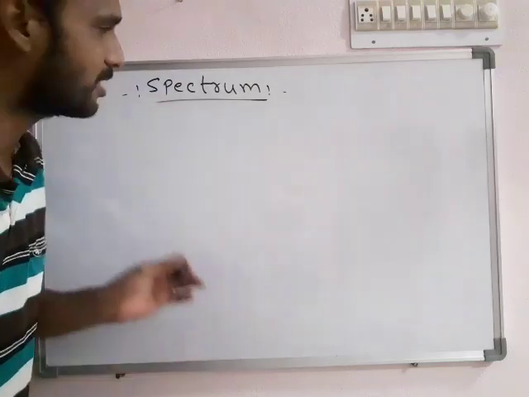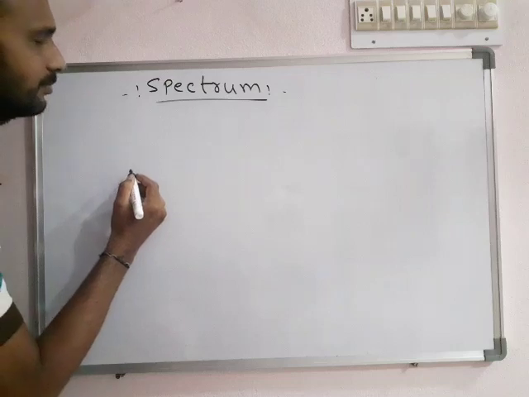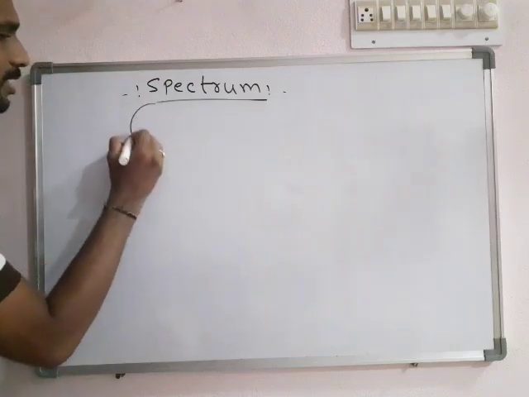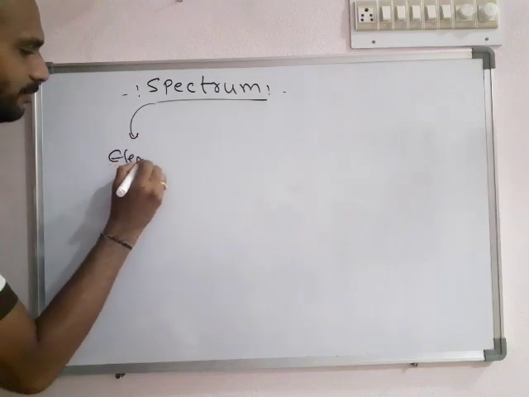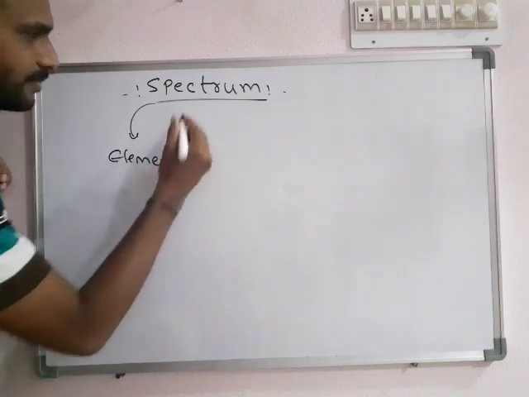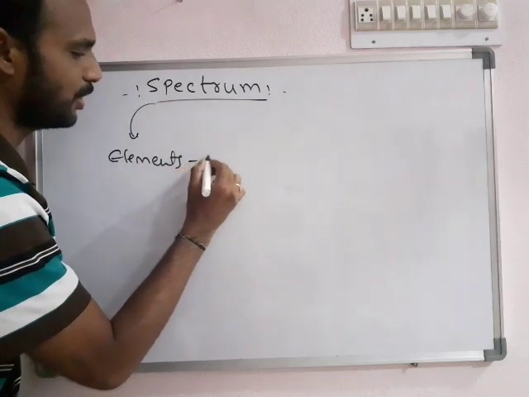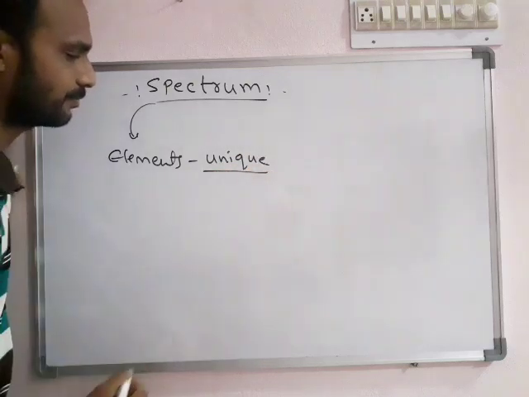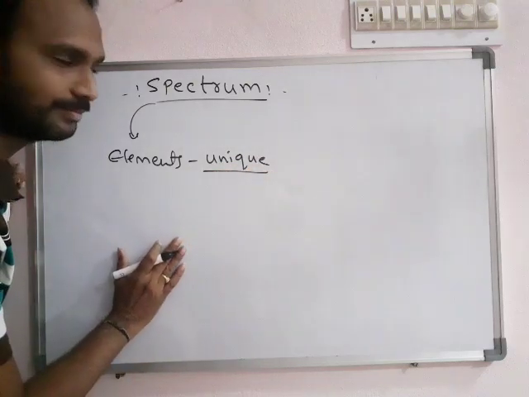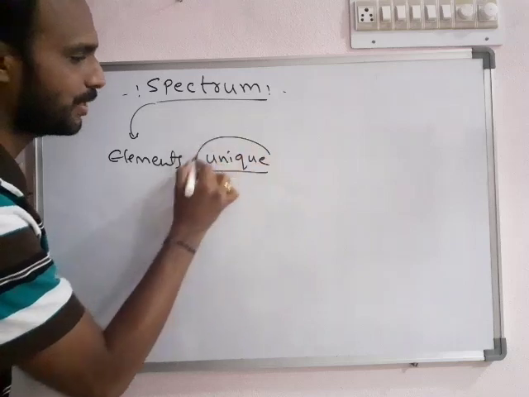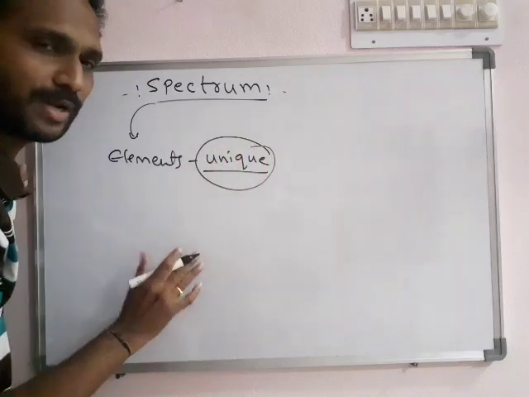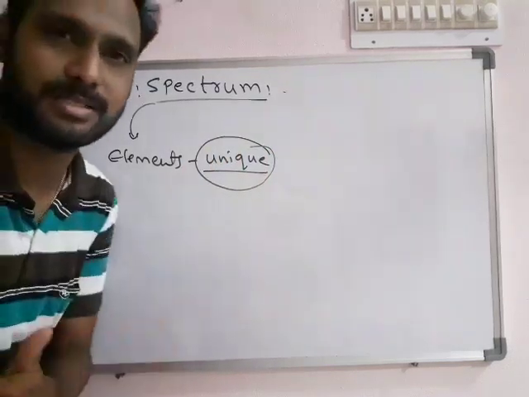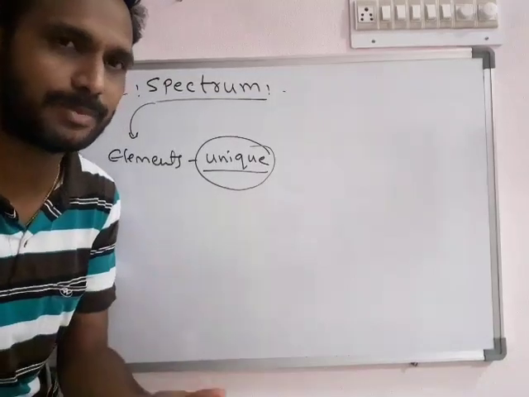For elements, the spectrum is a unique one. For atoms, spectrum is a unique property. For example, our fingerprints. For human beings, fingerprints are unique.